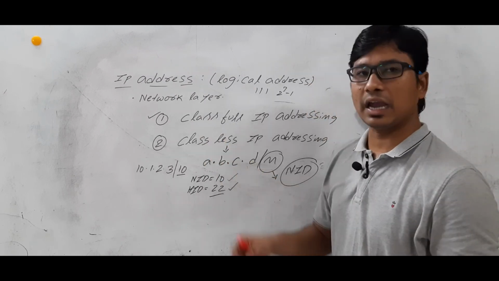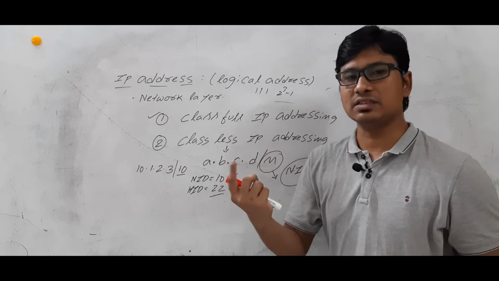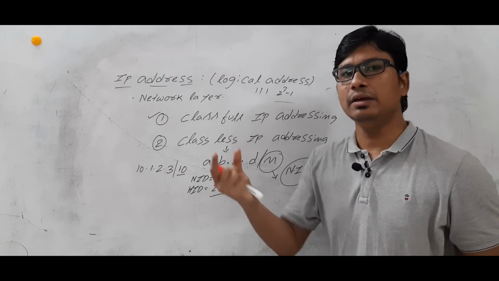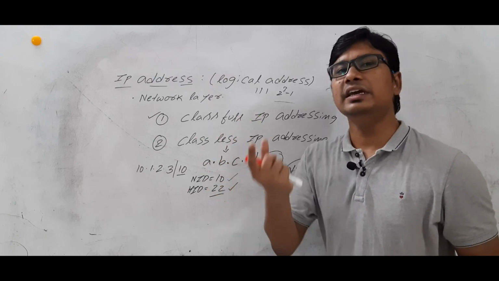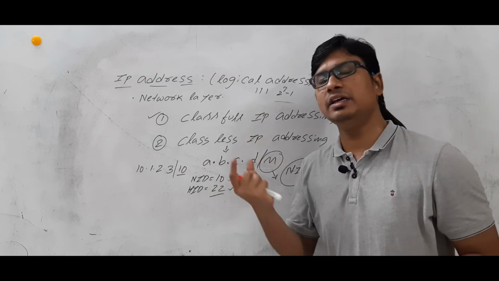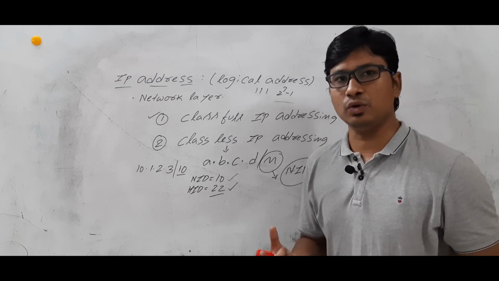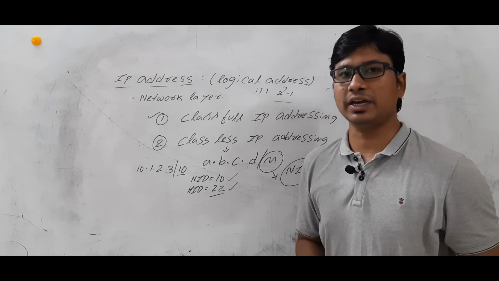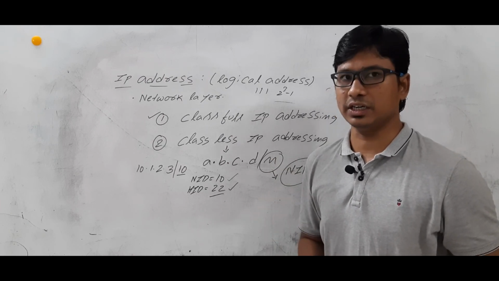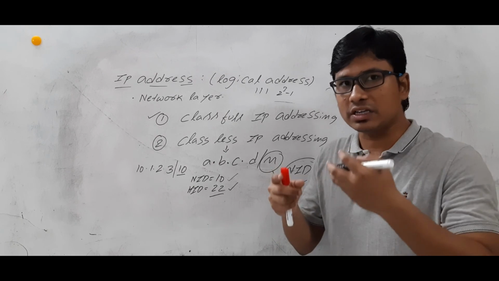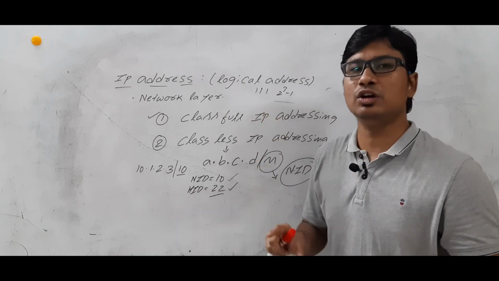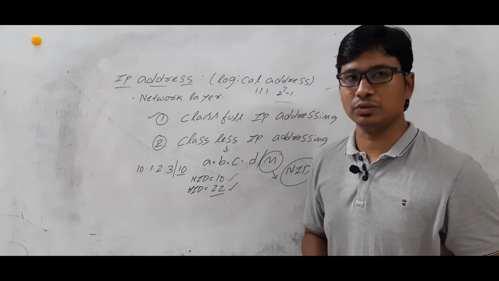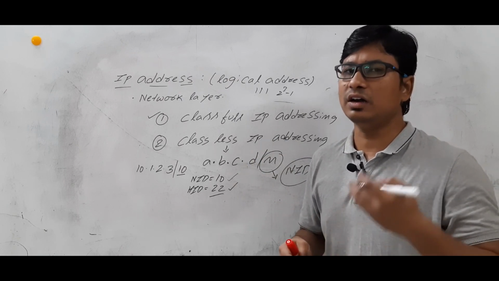When it comes to classful, it is based on class A, class B, class C, class D, class E. If it is class A, 8 bits are allocated for the network ID and the remaining 24 bits for the host ID. When it comes to class B, 16 bits are allocated for the network ID and 16 bits for the host ID. By seeing the range also, we can easily identify which class an IP address belongs to. All these things we will discuss in the next video.